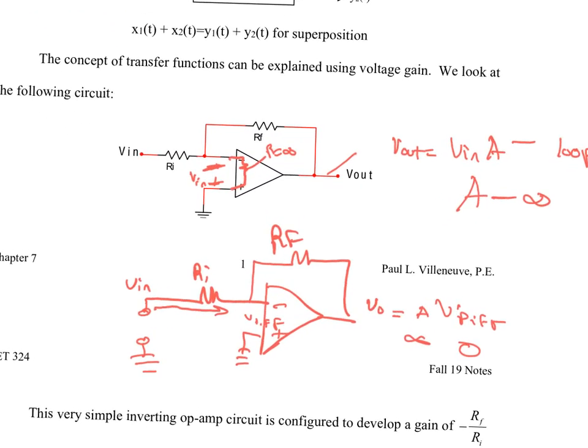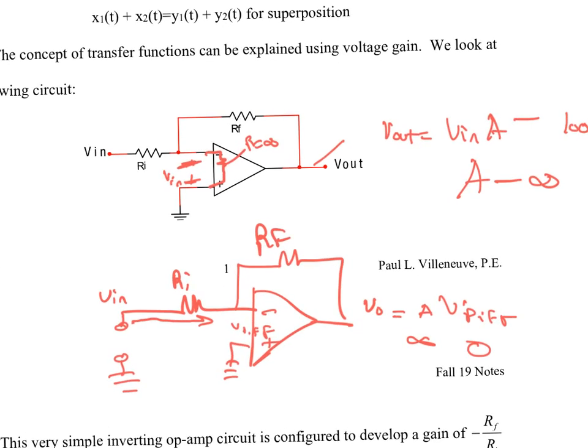So the voltage difference between plus and minus, let me zoom in a little bit more, this voltage difference has to be small. In fact, it has to be 0, doesn't it? If we don't want our op-amp to saturate, we want that to be 0. So the difference has to be 0. What's the voltage over here at the positive terminal?